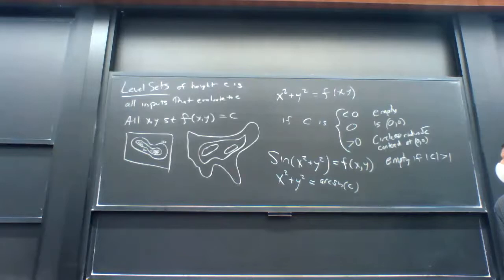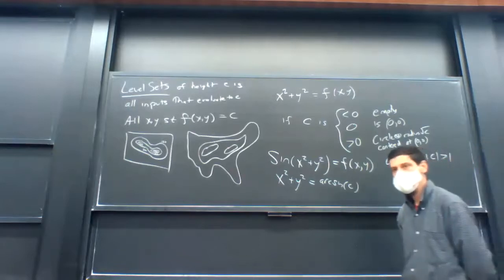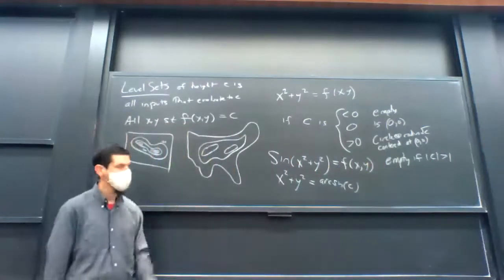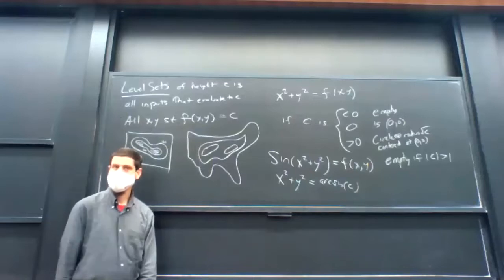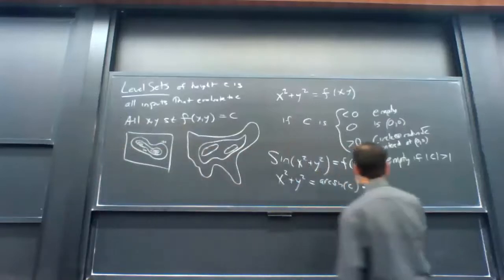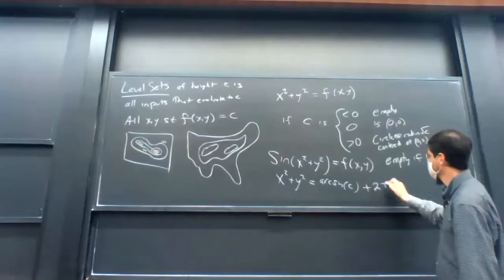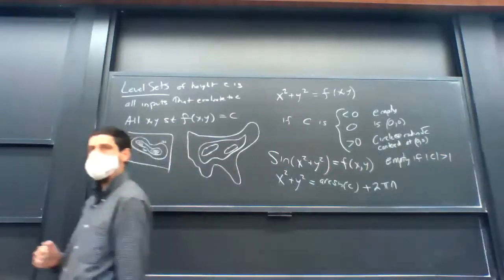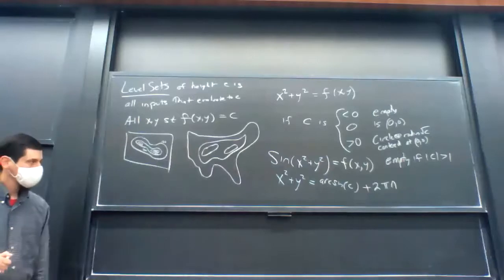Well, you've got to be careful because you can always add 2 pi and it's not going to change things. So really, it's not just arc sine of C. It's also plus 2 pi n. So anything like that will work.